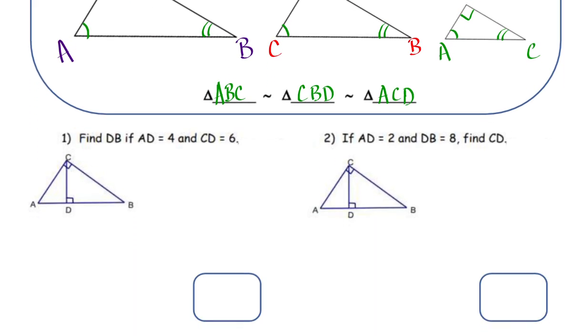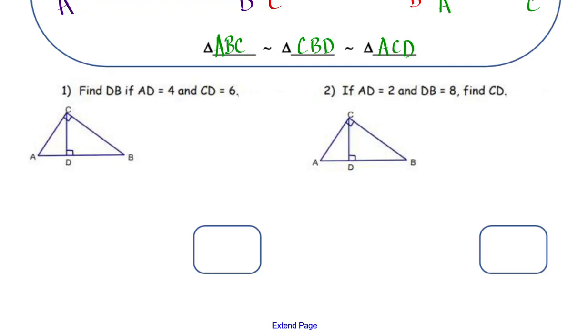Alright, so let's see how this is used to find some missing side lengths. So we're trying to find DB, and we know AD is 4, and we know CD is 6. Going between these two triangles is the easiest version of this. I'm just going to imagine this triangle tipping over and ending up looking like that.